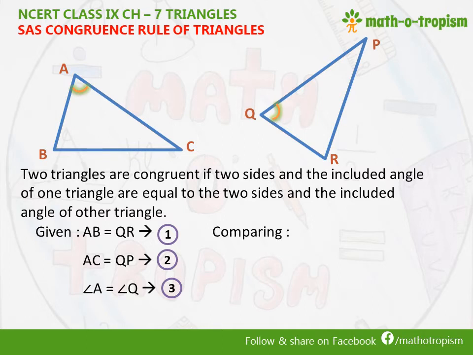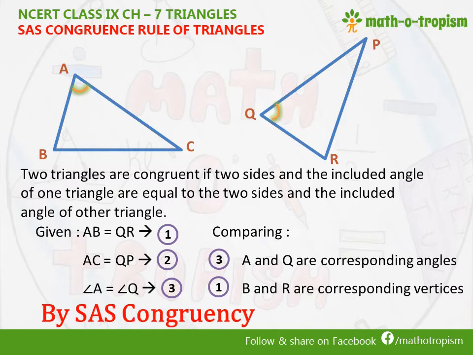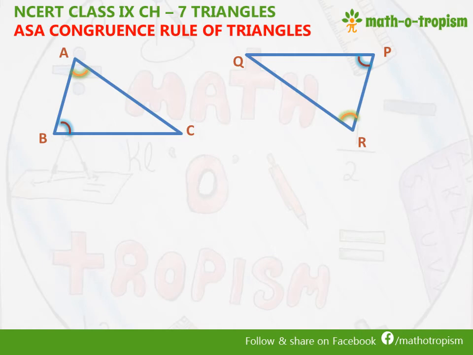So when we compare, we have from equation 3 that A and Q are the corresponding angles, which means that A and Q correspond to each other. So when we are writing the name of the triangle, instead of A, we will be writing Q. Similarly, when we see the first one, if we remove the A and Q, we have B and R as the corresponding vertices which are remaining in that first equation. So if B and R are the corresponding vertices, the balance is C and P. Therefore, by SAS congruency, we can write triangle ABC corresponds to triangle QRP. Next, we'll go to the ASA congruence rule of triangles.